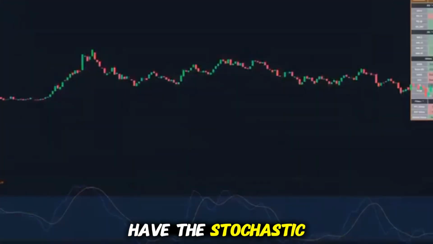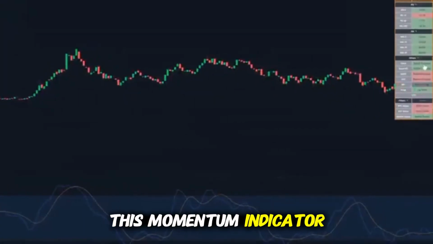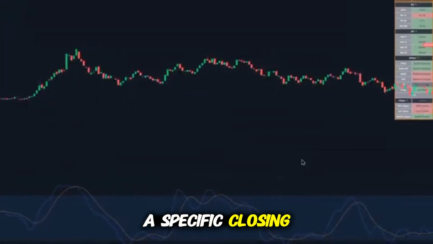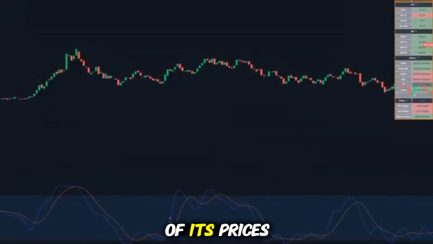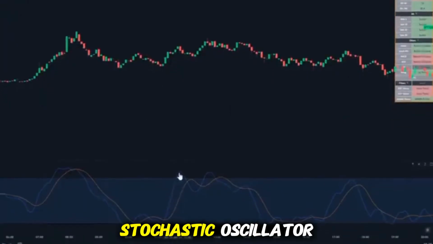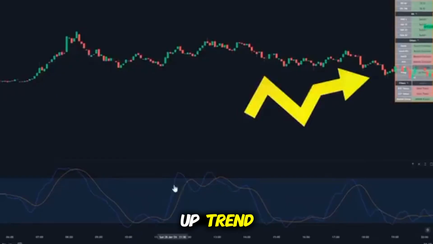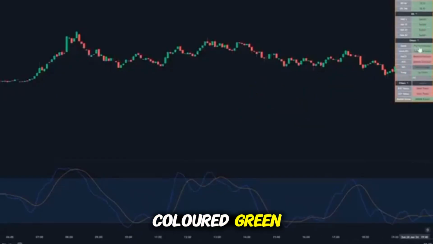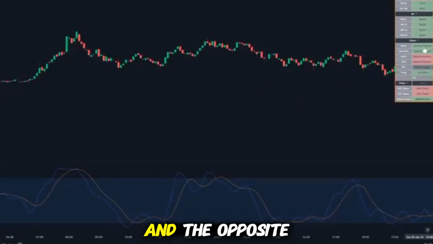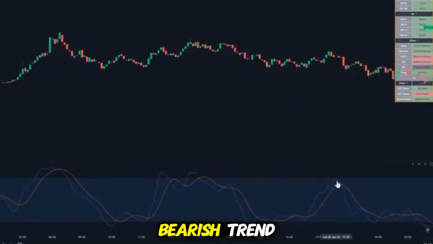Next, we have the stochastic oscillator. This momentum indicator compares a specific closing price of an asset to a range of its prices over a certain period. Whenever the K line of the stochastic oscillator crosses over the D line and stays below 90, that suggests an uptrend. And this cell is going to be colored green, indicating a bullish crossover. And the opposite is going to be true for a bearish trend.